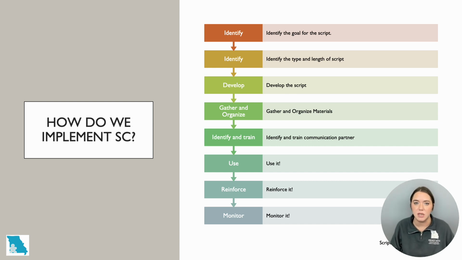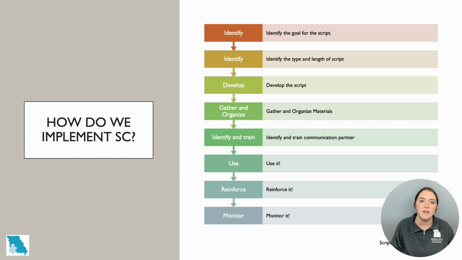So again, scripts can be used for different ages and different abilities, and that's amazing. However, if we're implementing a social script with a certain student, you want to make sure that it's fitting that student's ability. So if a student doesn't have the ability to read written words, we're not going to want a script that's fully written words or written phrases. You want to make sure that you include pictures or visuals if that's what that student needs as well. Then you're going to develop the script utilizing the type and length that you identified, and then you're going to gather and organize your materials to be prepared to implement the script.